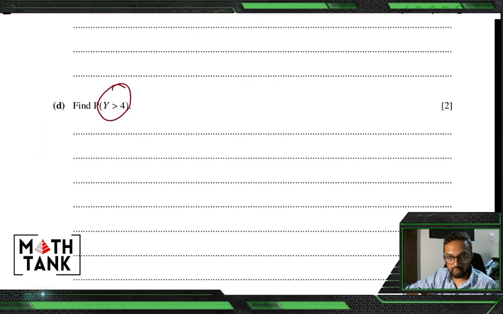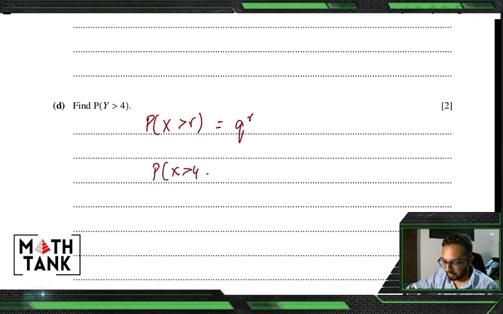Then y is greater than 4. So you must remember that there is a formula for greater than, and that formula is that if x is greater than r, for geometric progression, this is just q power r, so x is greater than 4. So that's just 3 over 4 power 4. You could also take 1, 2, 3, and 4 and then subtract it from 1 and you're going to get the same answer. But this is an outcome that you should remember. So make sure that you remember that. 81 over 256.